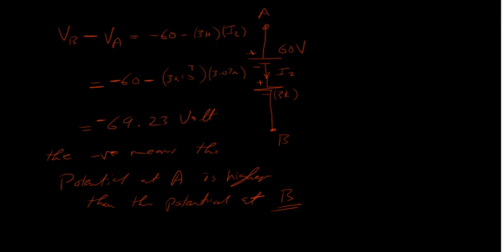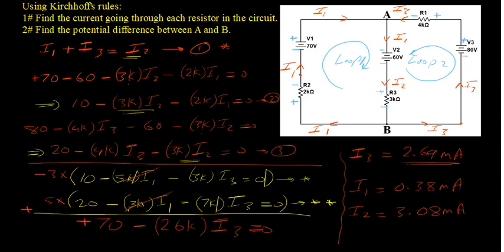Okay. I hope you find this example useful. Next, we will apply this again in another example with 3 batteries but bigger resistance, and also add the potential difference between 2 points in one of the branches of the circuit. Thank you.